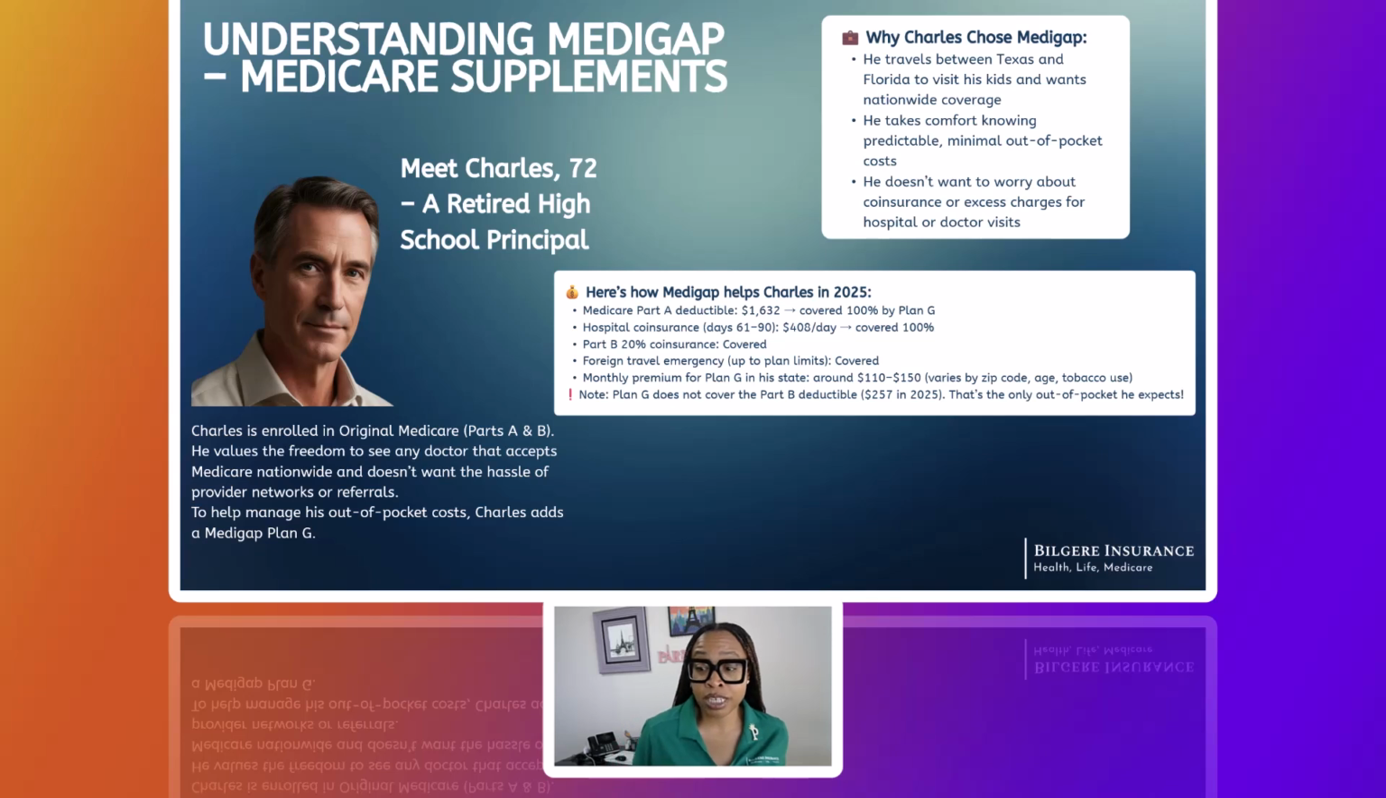He enrolled during his open enrollment period, 6 months after enrolling in Part B, so he wouldn't be denied for any pre-existing conditions. He's confident in his coverage because he has the flexibility and the freedom that he wants.